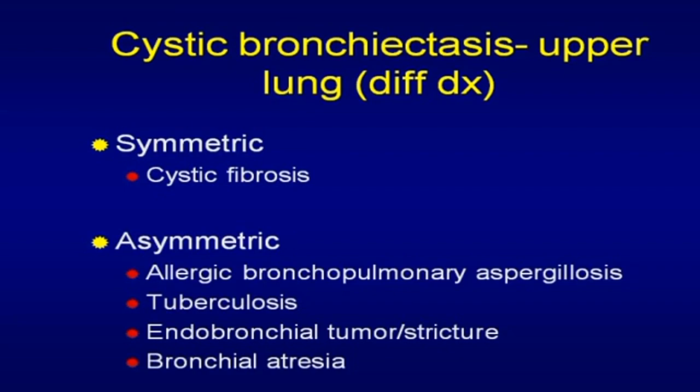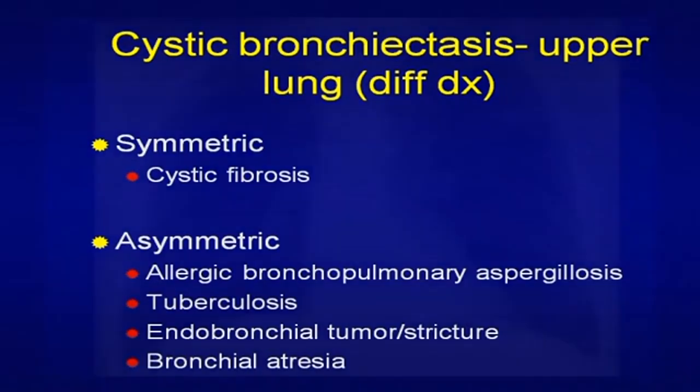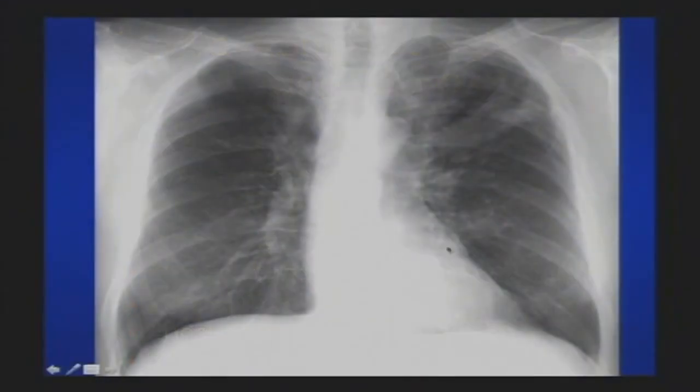Okay, here's a nice example of asymmetric upper lobe predominant bronchiectasis. You can see the tubular nature. It actually branches. There's one branch there and one branch here. Looks very, very dilated, so we would classify this as cystic bronchiectasis. So we're going to think of things like ABPA, tuberculosis, some sort of endobronchial tumor. I don't see any focal lung lucency to go with bronchial atresia, although it's still possible.